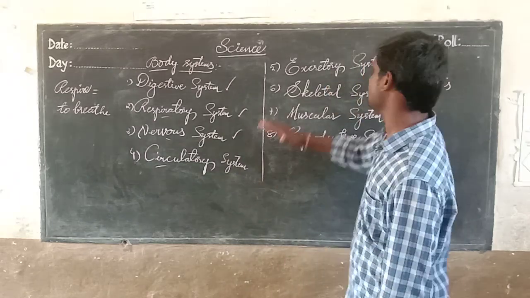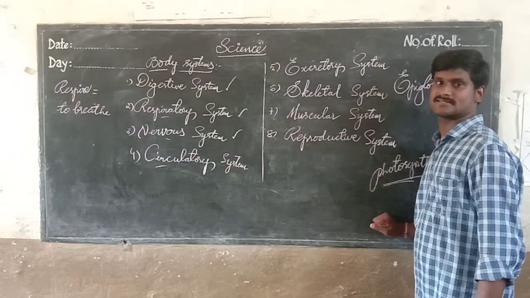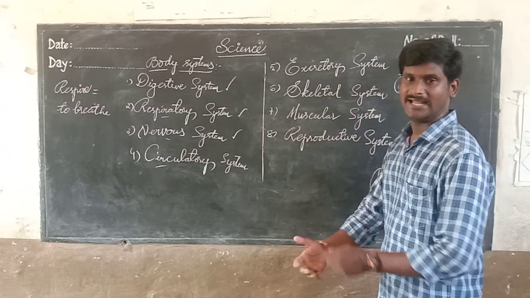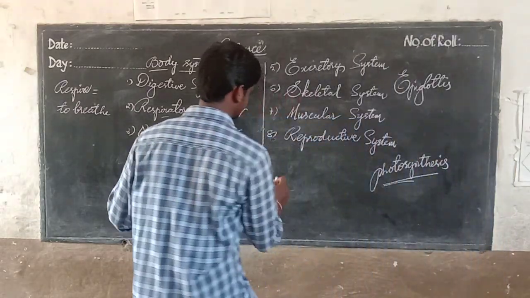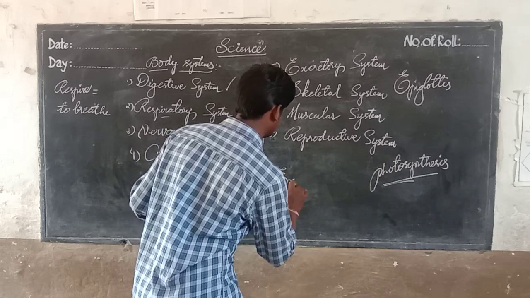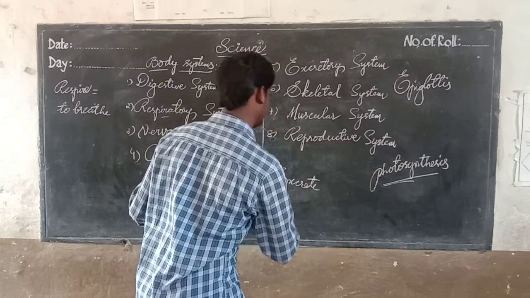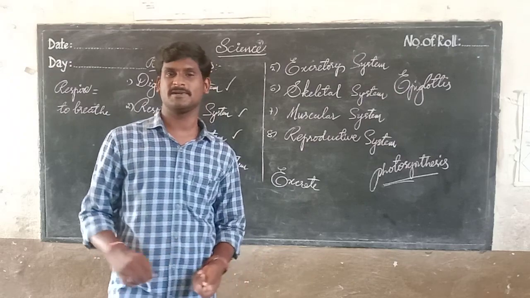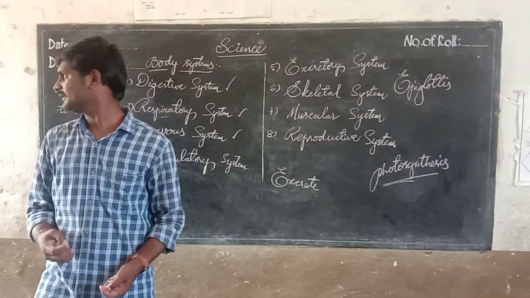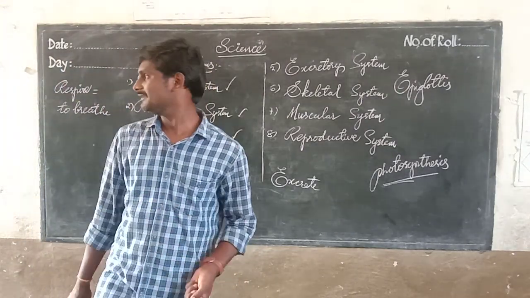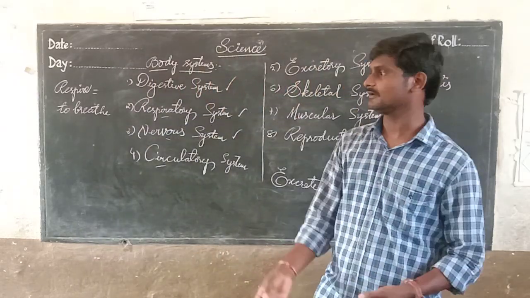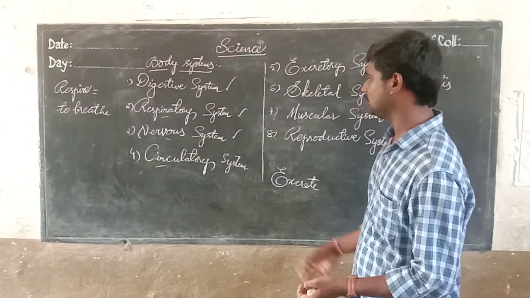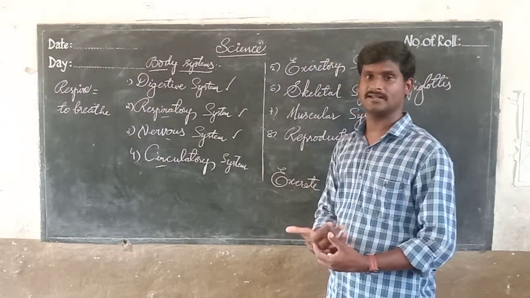Understand? Next, the excretory system. Excretory means excrete, which means waste: the sending out of waste materials. The unnecessary particles should be sent outside by the excretory system.